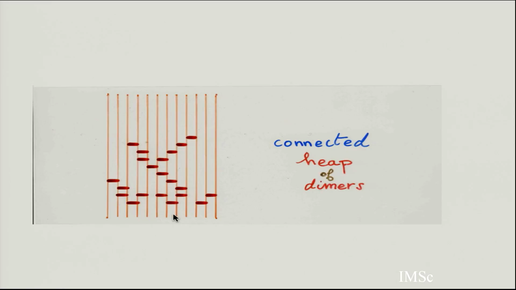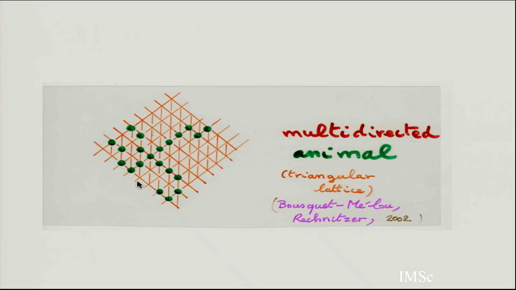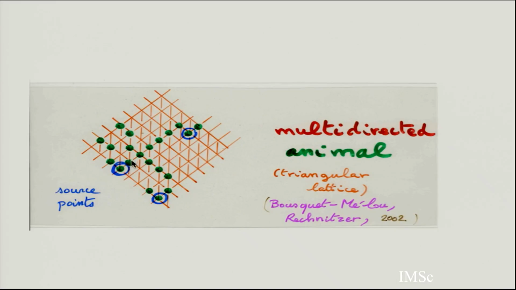This has already been introduced by Bousquet-Mélou, Rechnitzer and others in 2012, connected heaps of diamonds, because they wanted to get an extension of directed animals on the triangulated lattice. They wanted to extend this to multi-directed animals. The idea was to put many source points in the animal, not only one source point with a 45-degree line. You see here a multi-directed animal with different source points. I'm not going to define what a multi-directed animal is, because they are in bijection with connected heaps of diamonds. They defined this to have a wider class of directed animals, a bigger class.